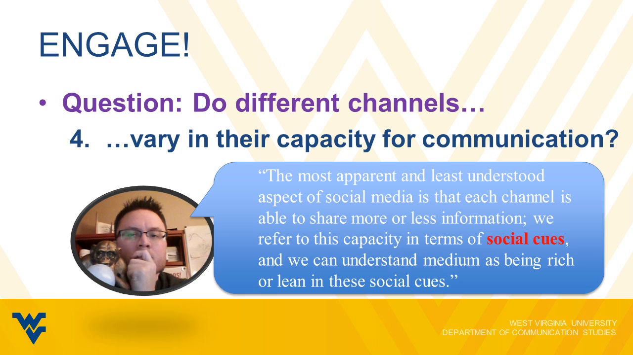Finally, do channels vary in their capacity for communication? So probably the most apparent and least understood part of social media, and you can read my comments here as well, they share more or less information. We have these social cues, right? If this was a video conversation right now, you would see my hands moving as I talk, which, by the way, they are right now. You'd see my facial expression. You'd see me leaning towards the camera and away from the camera, and you'd be able to get a sense of my engagement in the conversation as well.